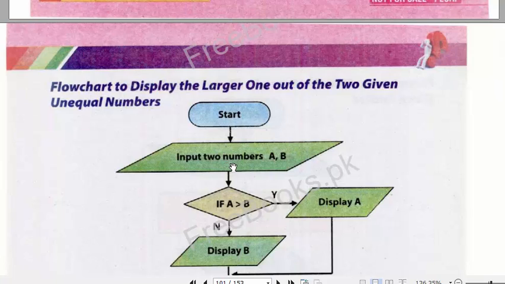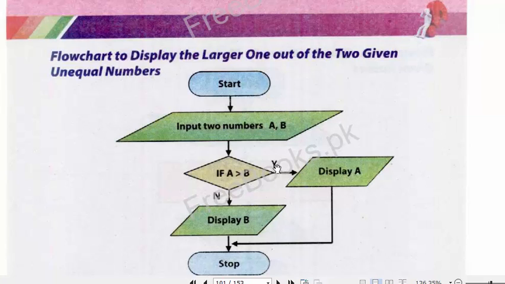Next, a flowchart to display the larger one out of 2 given unequal numbers. Start. Input 2 numbers A and B. If A is greater than B, yes, display A and stop. No, then display B. Here the condition defines that if the value of A is greater than B, then it is true. Like I can say A is 5 and B is 3. In this case the condition is true, so this will be executed. But if A is 3 and B is 5, then this will fail and the other will be executed.